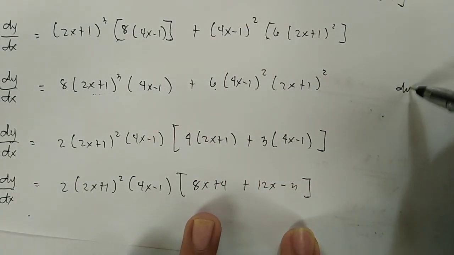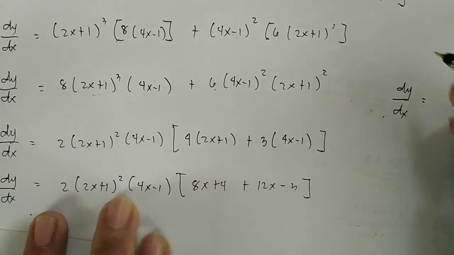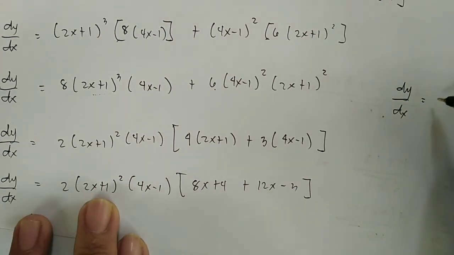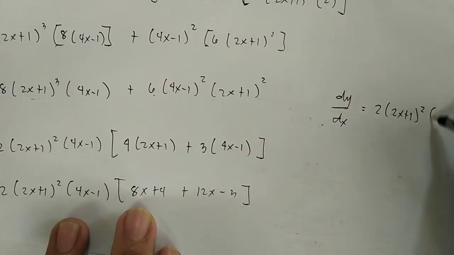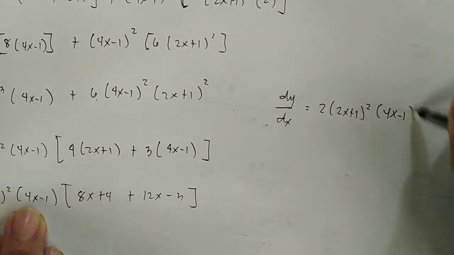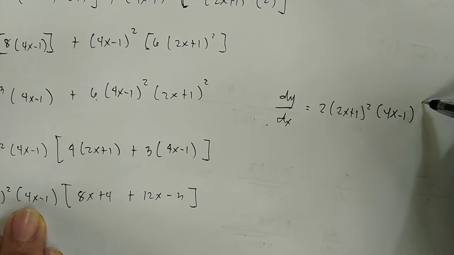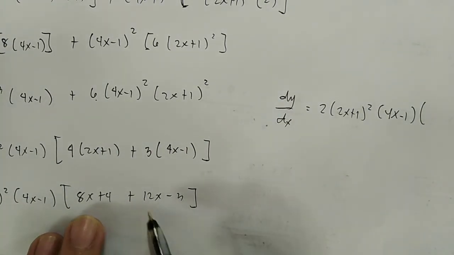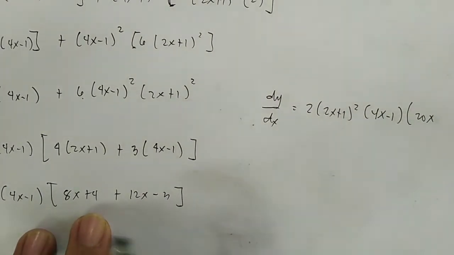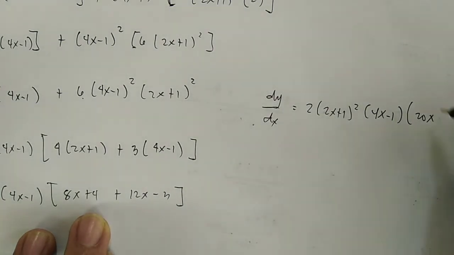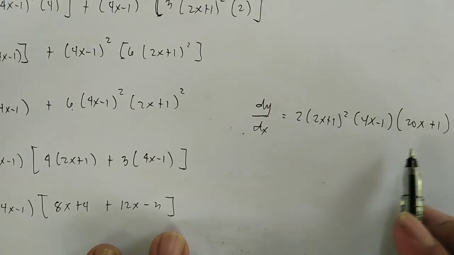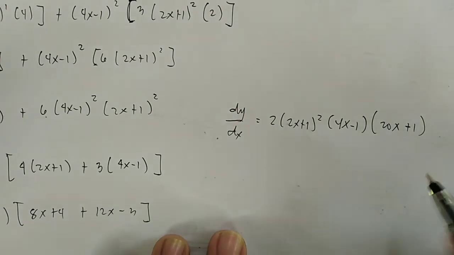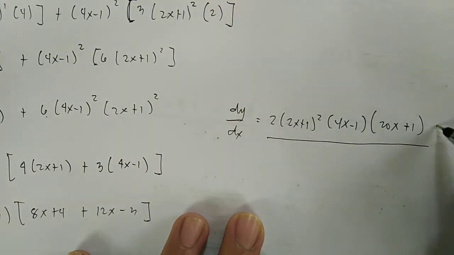So we say dy over dx is equal to, let's copy this expression first: 2 times the quantity of 2x plus 1 to the power of 2 times the quantity of 4x minus 1. Then times 8x plus 12x, that is 20x. Then 4 minus 3, we have positive 1. Since we can no longer simplify this into a simpler form, we can say that this is already the derivative of the function.